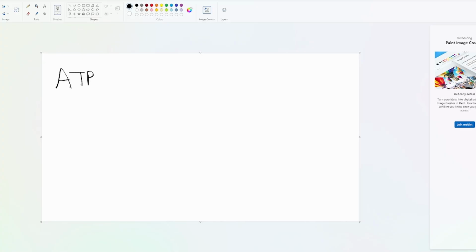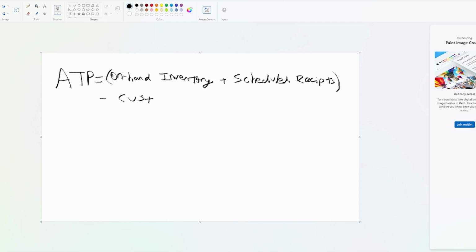The basic formula to calculate ATP is on-hand inventory plus scheduled receipts minus customer orders. Or to put it in real terms, ATP is the inventory on hand plus the incoming stock from suppliers minus the inventory that's about to leave for the customers.